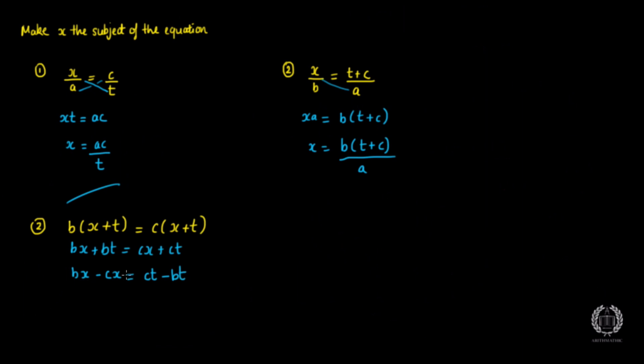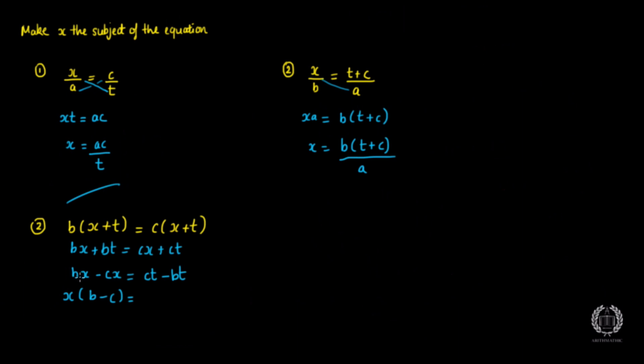Now because I want x by itself, what do you guys think we can do here to get x by itself? Can you not factorize? Can you not take x out? If I take x out, I'm left with b minus c close bracket. And if you're not sure what I've done here, think about it.